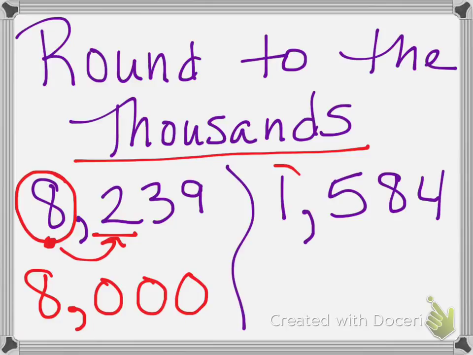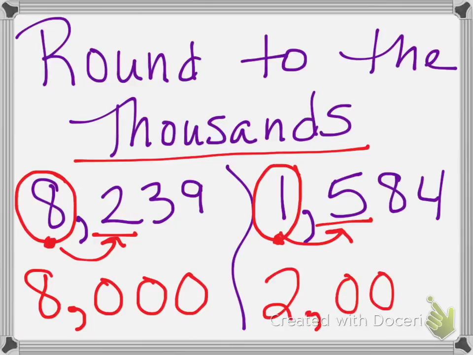Next one, circling the thousands place. Is this closer to 1,000 or 2,000? Look at your messenger. It has hit the midpoint of 5, so it's going to go up to 2,000. It is closer to 2,000 and not 1,000.